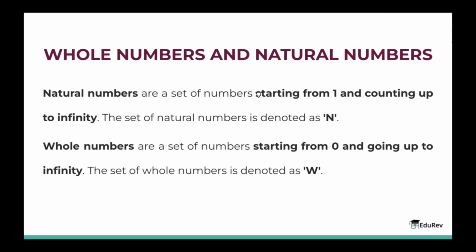Whole numbers and natural numbers. Natural numbers are a set of numbers starting from 1 and counting up to infinity. The set of natural numbers is denoted as N, whereas whole numbers are a set of numbers starting from 0 and going up to infinity. So basically, they are natural numbers with 0 added to the set. The set of whole numbers is denoted by W.